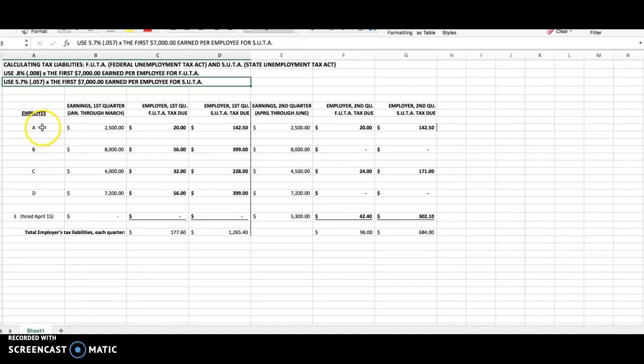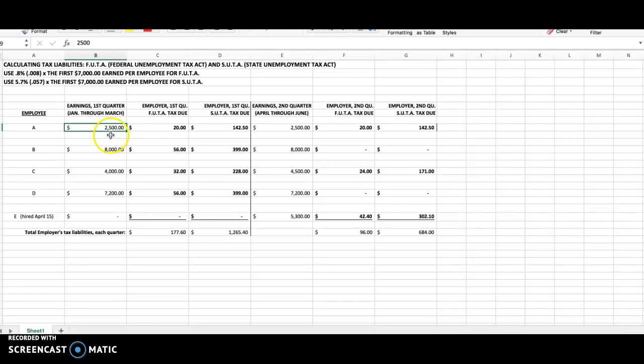So we have 5 employees. You see down here A, B, C, D, and E. E is hired, as it indicates, on April 15th. So for the first quarter, January through March, that employee is not a factor. So let's walk through this quickly.